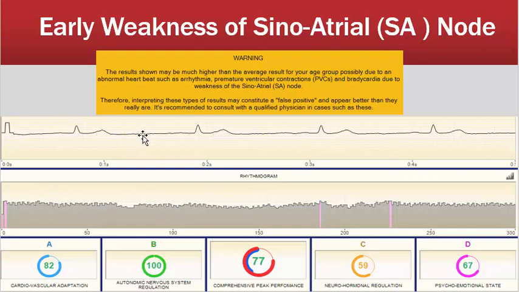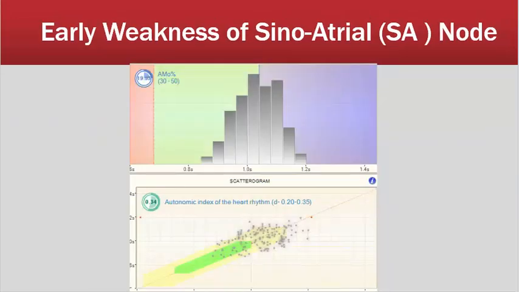So we see the electrocardiogram, and on first view it looks normal, but when you look at the arrhythmogram, you see it's not a waveform, it's more like up and down, up and down, up and down quickly. And this is an early stage of sinoatrial node insufficiency. This is how they look on the histogram and on a scatterogram.